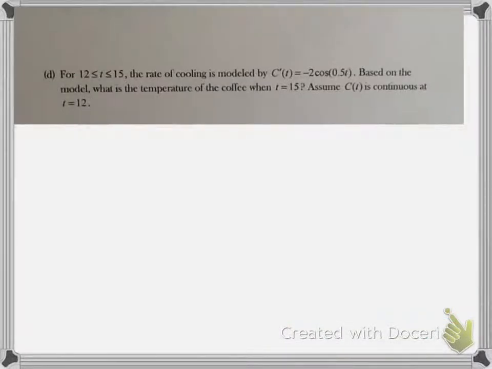Okay, and finally, part D. For 12 to 15, so now they're going beyond the table here, which throws students for a loop a lot of times. The rate of cooling is modeled by this function. It's a trigonometric function, so it's differentiable. We don't have to worry about that for cosine here. Based on the model, what is the temperature of the coffee when t equals 15?